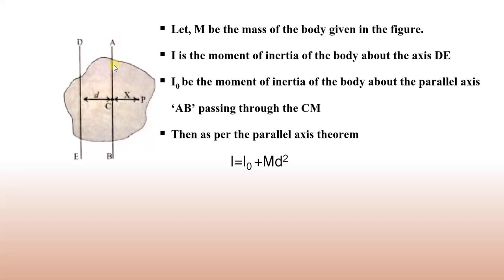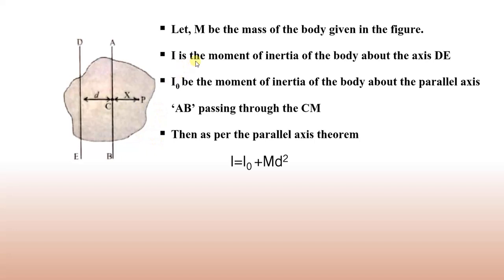Now AB is an axis passing through the center of mass of that particular rigid body, and DE is another axis. It is not passing through the center of mass, but it is parallel to the axis AB. So DE is any axis, and then we imagine an axis parallel to it passing through the center of mass. AB is the axis passing through the center of mass but parallel to the axis DE. Now small d is the separation between these two axes.